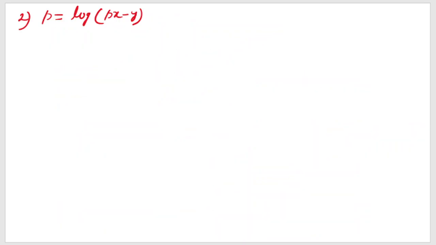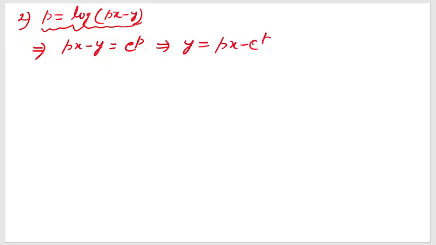So let us take one more example. So here we have another differential equation, that is p is equal to log px minus y. Here also, if you just look at it, it does not look like that it is in Clairaut's form, but we can just do one manipulation. You write px minus y is equal to e to the power p, and from this you can write y is equal to px minus e to the power p. I am interested in finding both the general solution and singular solution.